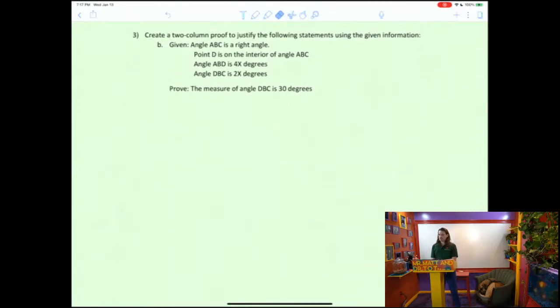Create a 2-column proof to justify the following statements using the given information. So given, angle ABC is a right angle. Point D is on the interior of angle ABC. Angle ABD is 4x degrees, and angle DBC is 2x degrees. And I'd like you to prove that the measure of angle, I'm getting all tongue-tied, I'm sorry. Please prove that the measure of angle DBC is 30 degrees. I'll give you 4 minutes, and after a minute I'll start to solve.